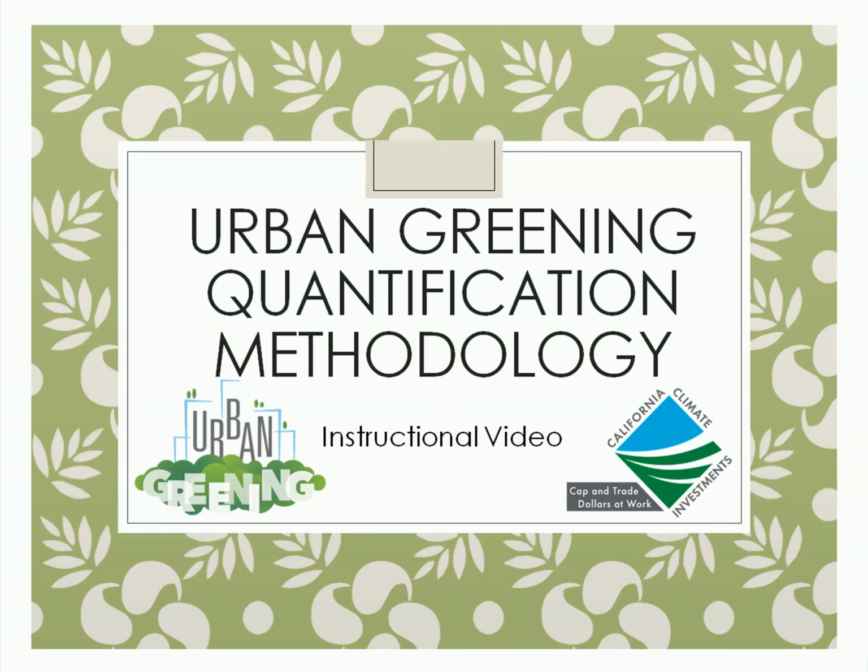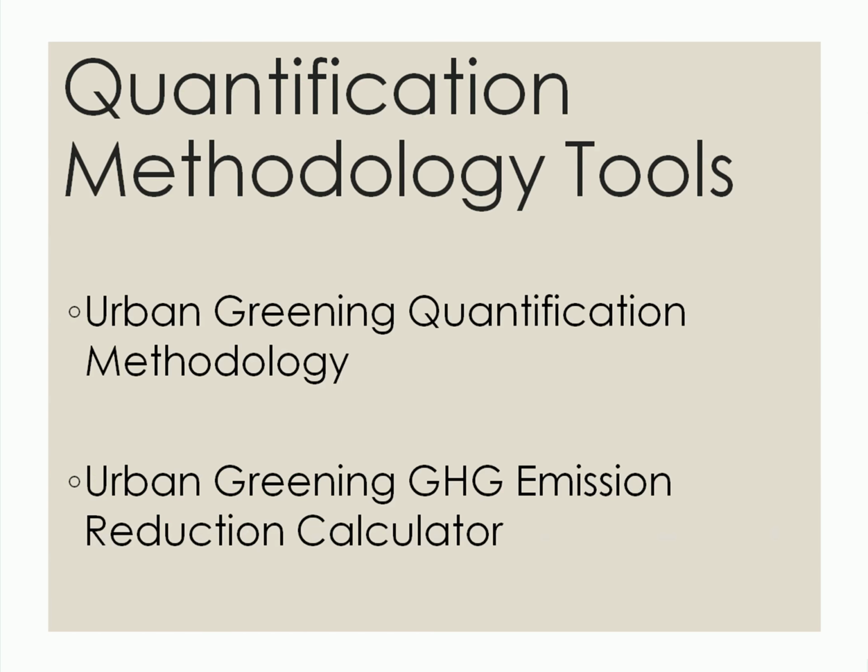As part of the Urban Greening Grant application, applicants must quantify their project's net greenhouse gas, or GHG, reduction using the Urban Greening Quantification Methodology, or QM, developed by the California Air Resources Board. Over the course of the next few minutes, I will provide a brief introduction to the methodology and the available tools. The California Air Resources Board developed two QM tools to aid applicants in determining their project's net GHG benefit.